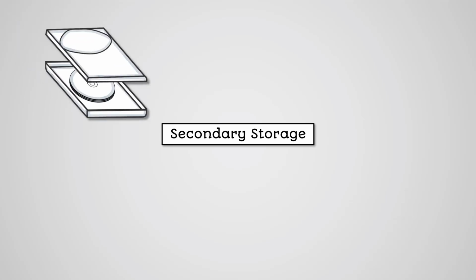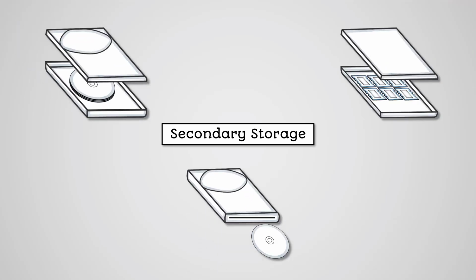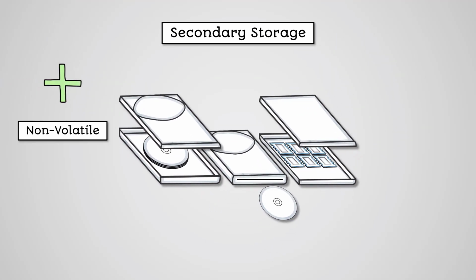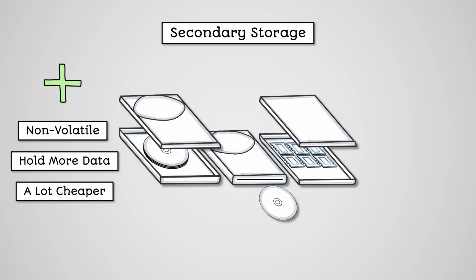This secondary storage can refer to things like hard disk drives, solid-state drives, and optical discs like DVDs and Blu-ray. These devices are always non-volatile, usually hold more data than RAM, and are usually a lot cheaper than RAM or cache memory. However, secondary storage is also usually a lot slower than main memory.